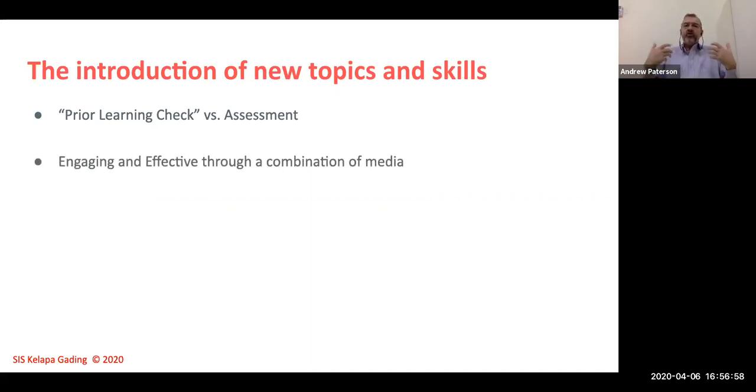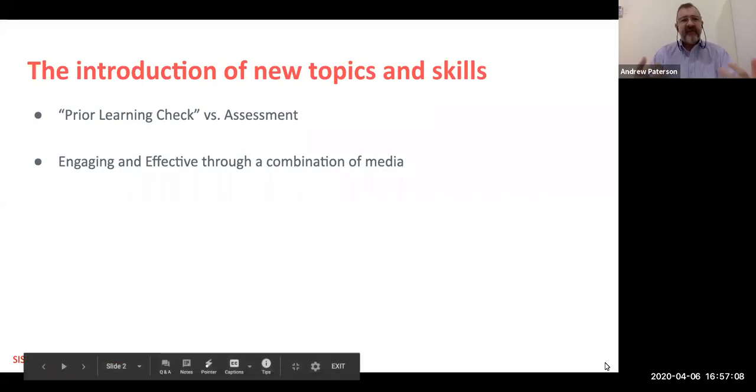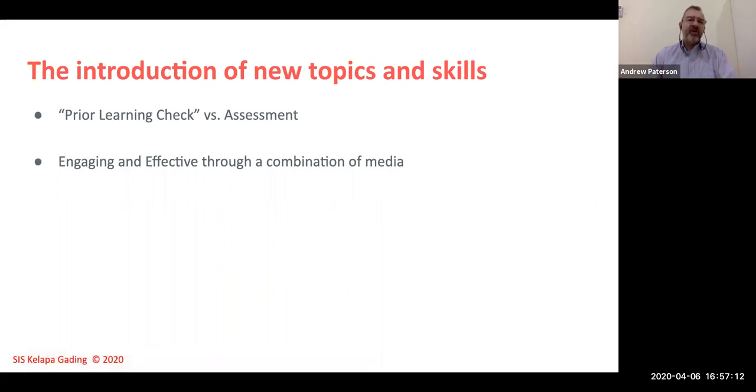Now, when it comes to introducing the content, whether it's new knowledge or whether it's a new skill that must be demonstrated, we expect our teachers to be engaging and effective in the way they communicate. It should not be just simply asking the student to read a certain part of the textbook. And so we use a variety of methods to do that.